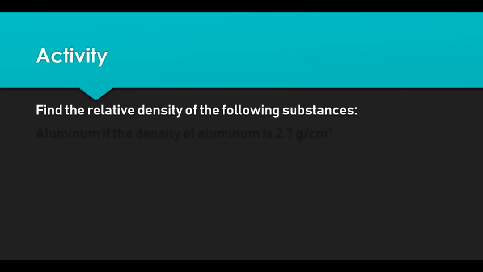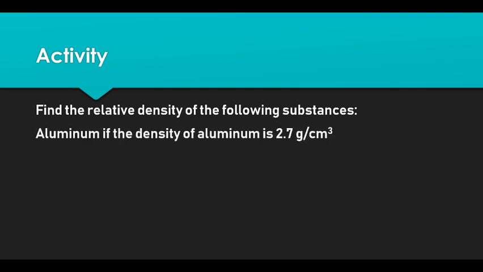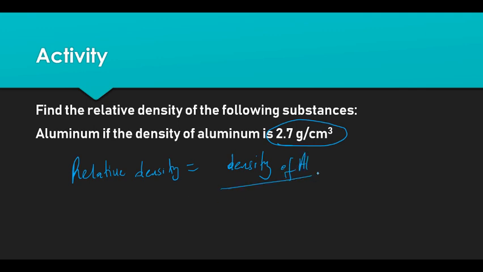Okay, so a quick activity for you to do, right? You can choose to pause the video and solve this on your own and then check back with the answer. So we want to find the relative density of aluminum, and we're given that the density of aluminum is actually 2.9 grams per centimeters cube. So the first thing we'll do is we'll write our formula. So we'll say relative density is equal to the density, in this case of aluminum, divided by the density of water.